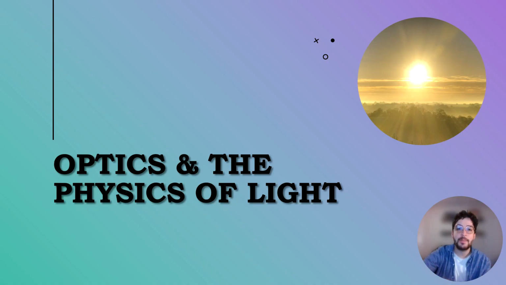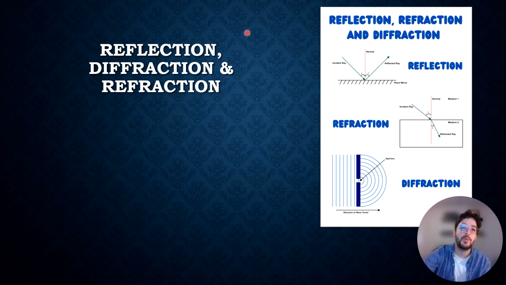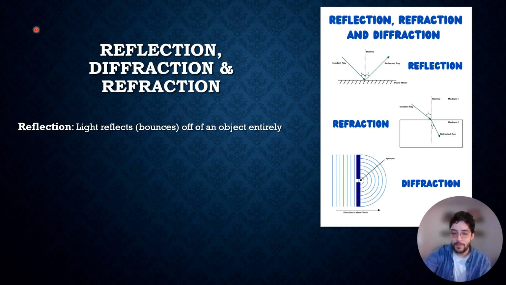And so a little bit about the optics and the physics of light. Light is all around us, and it will do one of three things, or a combination of the three. It will reflect, diffract, and refract. And so reflection, everyone knows reflection when you look into a mirror. It's when light reflects or bounces off of an object entirely. And so this little diagram here, we've got a mirror at the bottom here and this little ray of light coming into it.